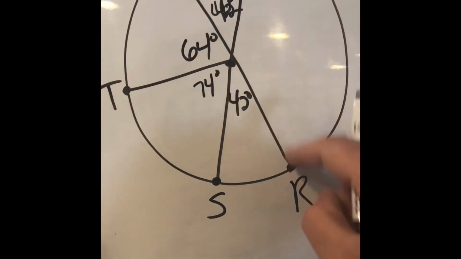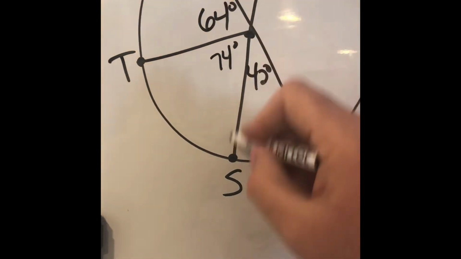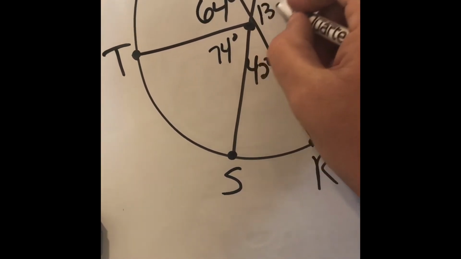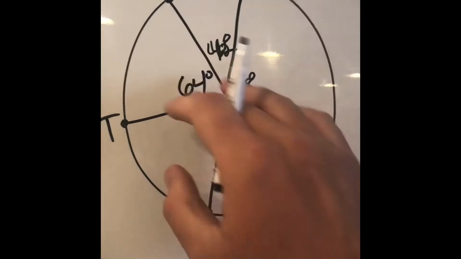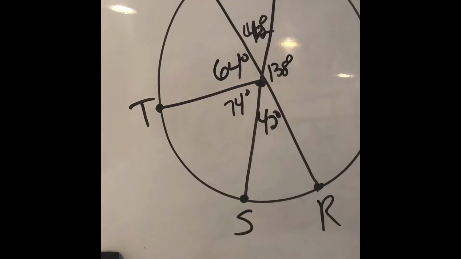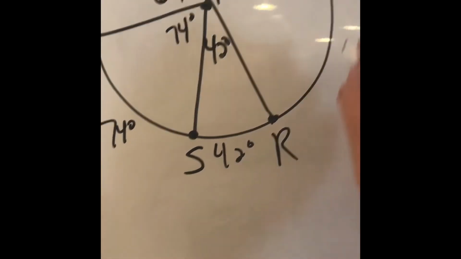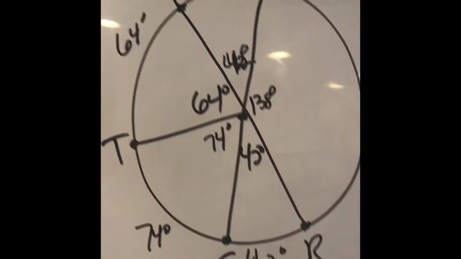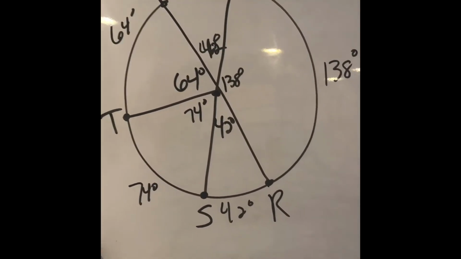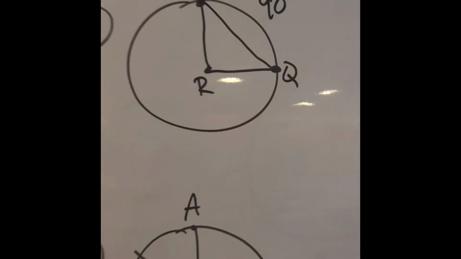And then this angle here is actually vertical with these two. So that's going to be 138 degrees. And then remember, our central angles equal the arcs that they intercept. 74, 42, 138, 42, 64. And now you can fill in the blanks on all the rest of those problems from that group.